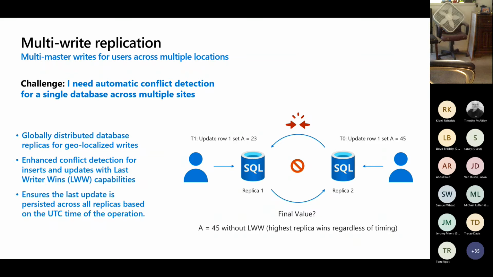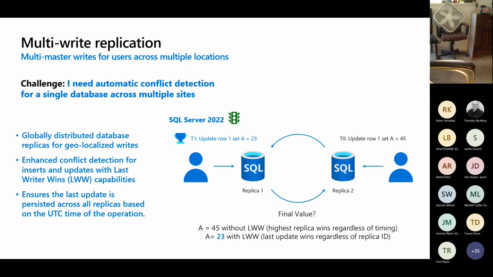And unfortunately, the only way to resolve it yourself is to let the last replica win. That's kind of weird. Why would just the last replica win? That's not very logical. So in SQL 2022, if you use this peer-to-peer replication technology, we will do automatic conflict detection and we'll use last writer wins.